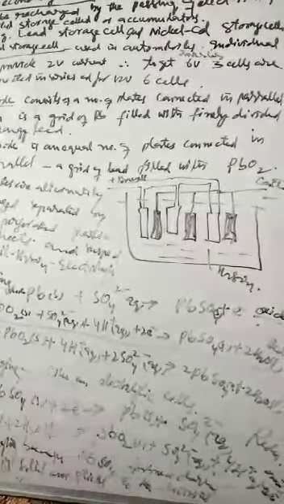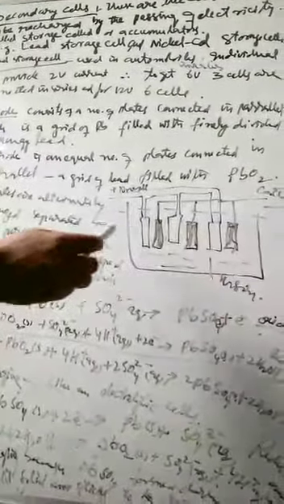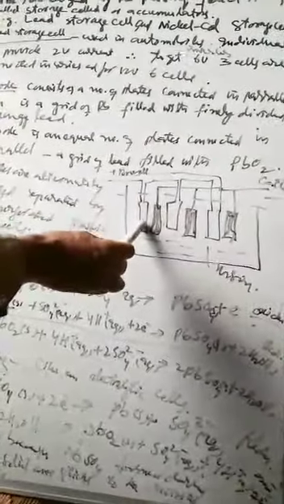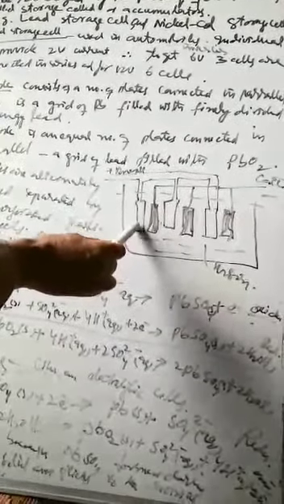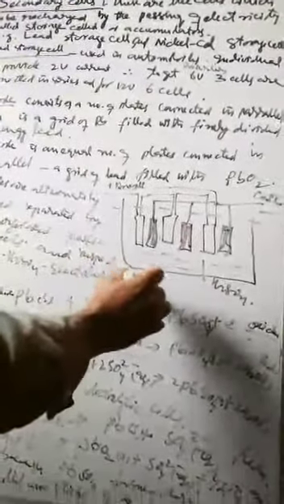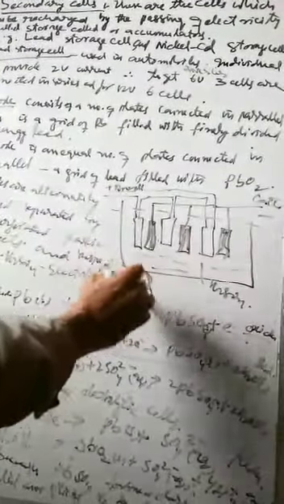So what is the construction of the cell? It consists of a number of plates connected in parallel. Here is one plate, second plate, third. These are connected in parallel to form one anode. What is each of these plates made of? Each plate is made of a grid of lead filled with finely divided spongy lead. We have a grid of lead like this, and it is filled with this spongy finely divided lead.